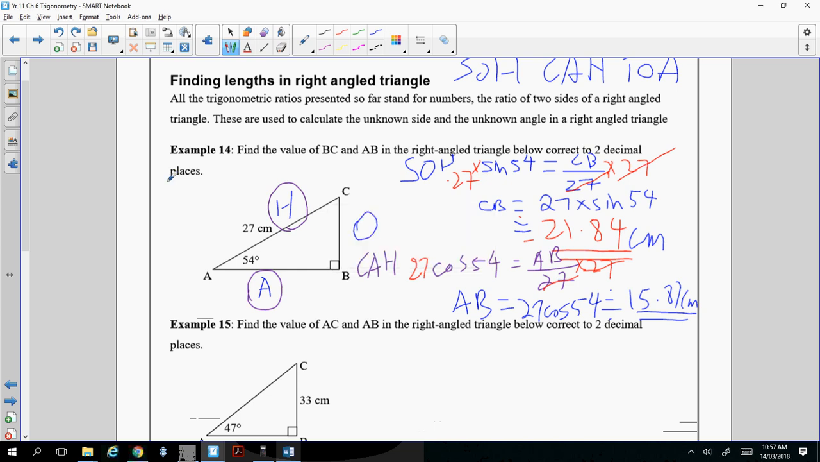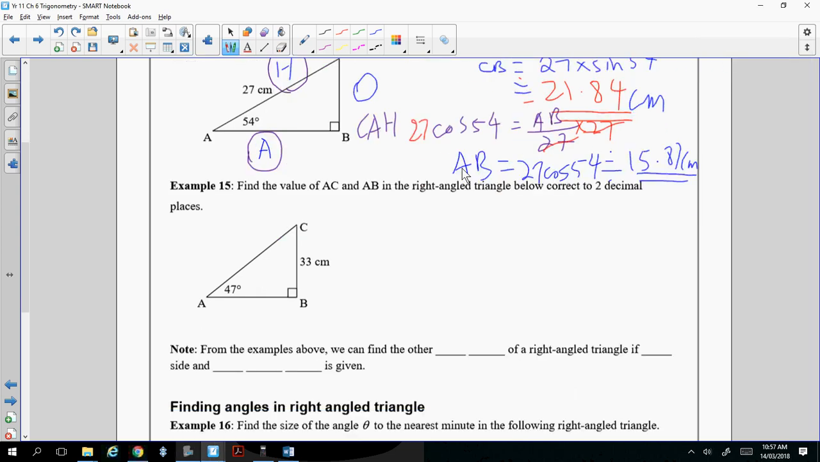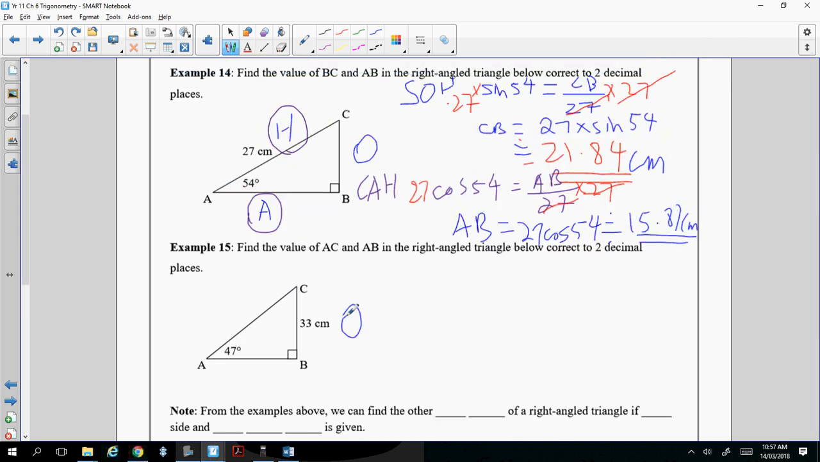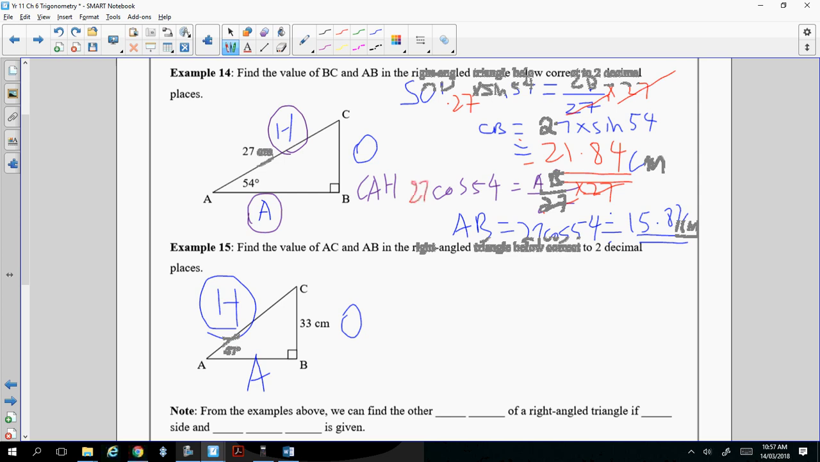Right, good. Try the next one. Next one is a little bit different. You need to find the value of the hypotenuse, but the same process as before: opposite, hypotenuse, adjacent. So if I want to find the hypotenuse, we are going to go sine again, sine 47, but this time it will be 33 over AC.